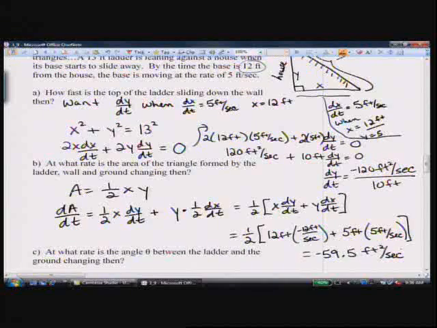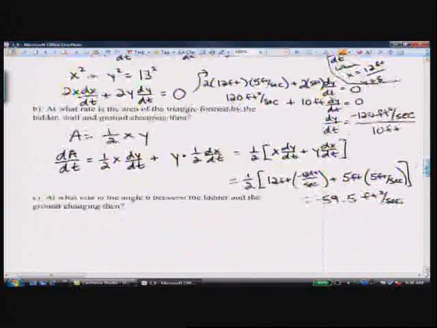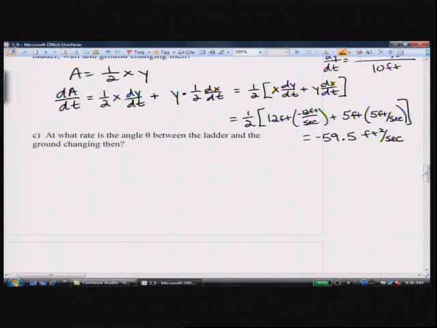Okay? All right. Gets better. At what rate is the angle between the ladder and the ground changing?